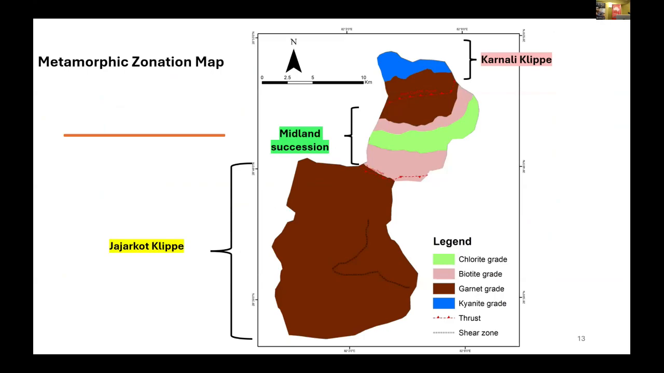We also prepared metamorphic zonation mapping, where we observed an inverted type of metamorphism. It is chlorite grade metamorphism in the middle part of the autochthonous unit that gradually increases moving toward the thrust zone up to garnet grade. However, Jajarkot Klippe itself is metamorphosed to garnet grade and Karnali Klippe up to kyanite grade. It is quite interesting here.